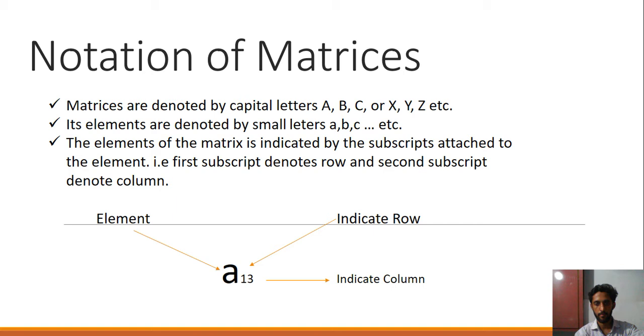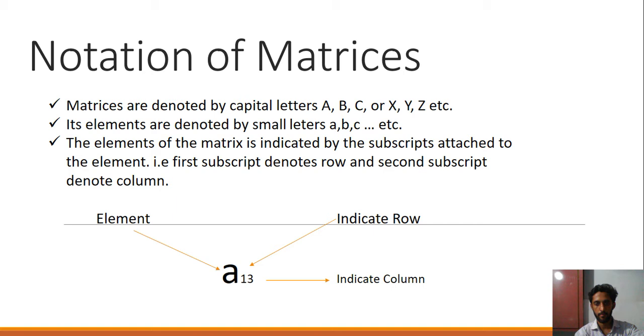So in the matrices, we denote our matrices by capital letters of the English alphabet, and the elements which are used in matrices are denoted by small letters of the English alphabet, and these are used with a subscript. The first subscript is called the row and the second is called the column.